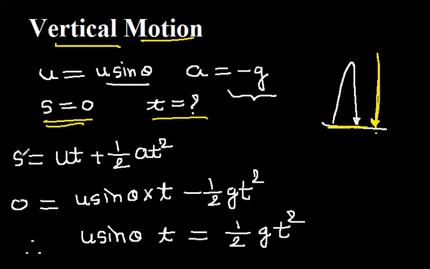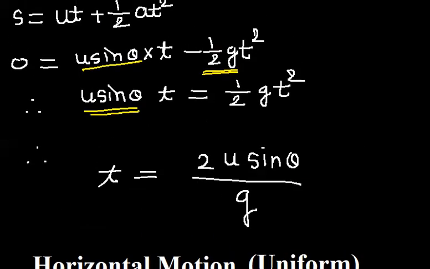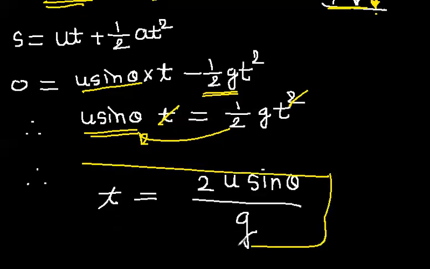We'll use again the same equation, s equals ut plus half at square, where s is 0, u is u sine theta, and acceleration is minus g. So that's why I have put minus half of g into t square here, and by simple algebra you can shift this to the other side, and u sine theta equals half g t, and then you can simply cancel it. You can write t equals, this 2 will go that side, so 2 times u sine theta over g, and you get this formula for that. So t equals 2 u sine theta over g.